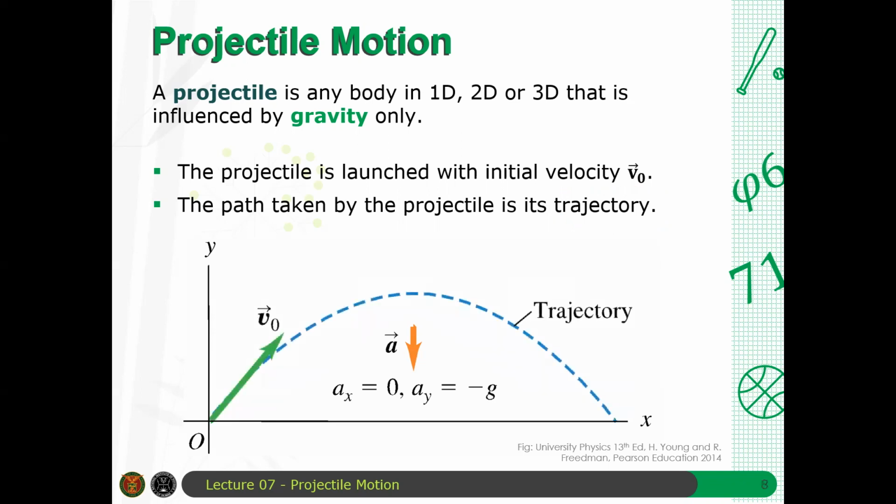So the trajectory looks like this. We will assume later that this is some alpha naught, where alpha naught is the angle between v naught and x. Okay, so the only force and therefore the only acceleration here is the acceleration due to gravity, which is downward.